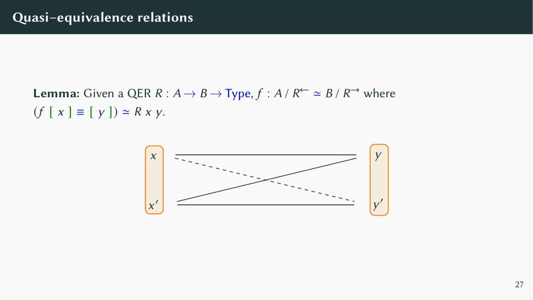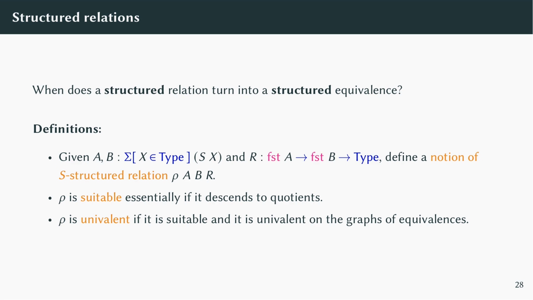Then, we can set quotient both A and B by these induced equivalence relations, and when we do this, R turns into an equivalence between A mod R left arrow and B mod R right arrow. This answers the first half of the question, when can we turn a relation into an equivalence? But to achieve representation independence, we want to know when we can turn a structured relation into a structured equivalence.